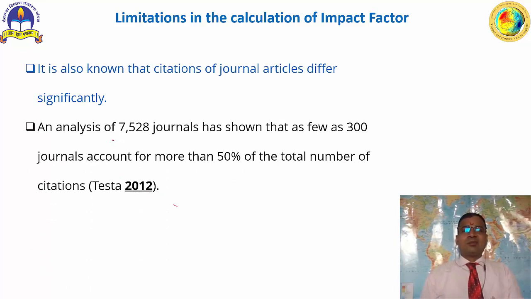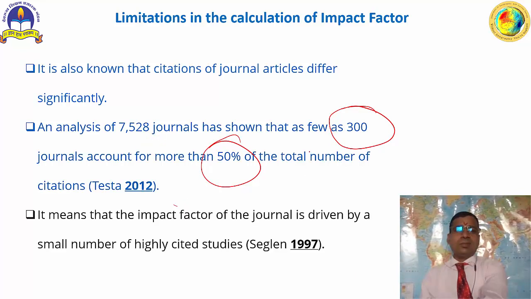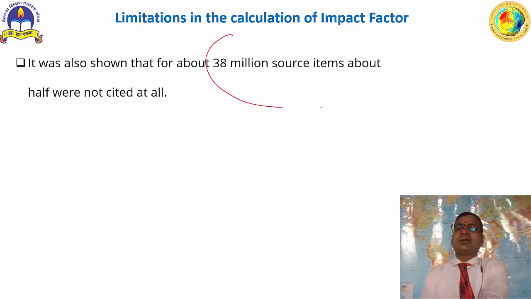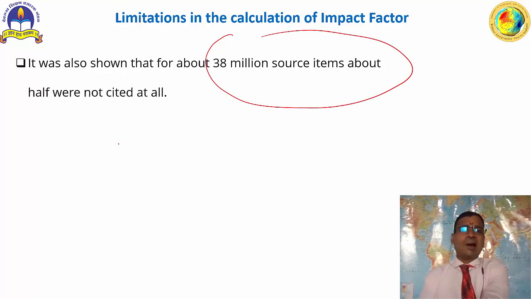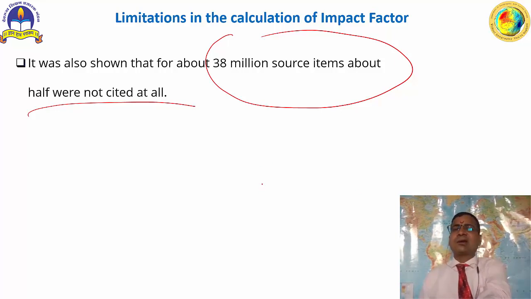An analysis of 7,528 journals showed that 300 journals account for more than 50% of the total number of citations. It means that the impact factor of a journal is driven by a small number of highly cited studies. Also, 38 million source items, about half, were not cited at all. Sometimes it happens that you have published your research paper and it has not been cited by anyone, or only self citations are there. This is also a limitation in the calculation of impact factor.